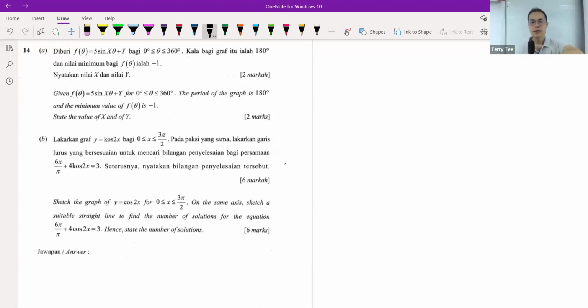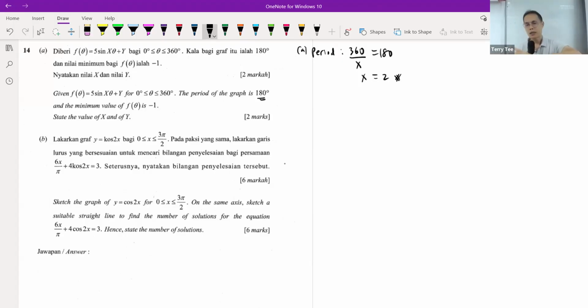They say that the period is 180. Normally, period is given as 180 divided by b, but in this case your b is your x. Okay, sorry, this is a sine graph. For a sine graph, the period is 360 divided by x, and the period is given as 180. We're supposed to solve for x, very simple. Bring the x up, bring 180 down. 360 divided by 180, x is 2.